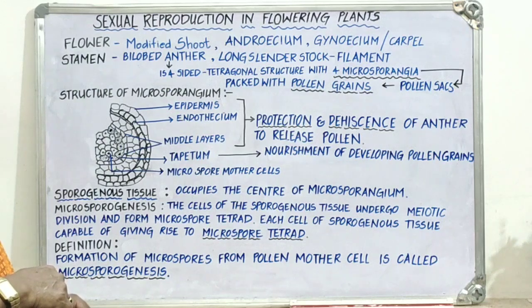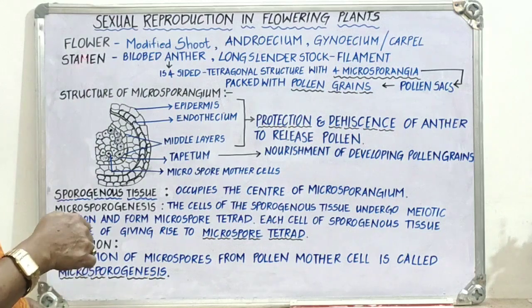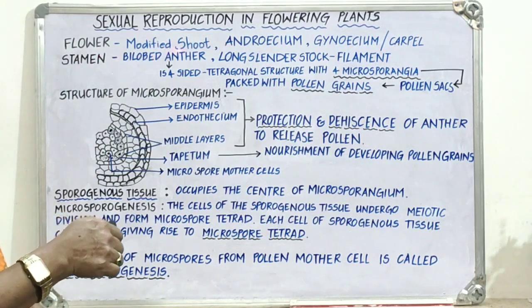So in a flower, we'll see 4 whorls. That is, petals, sepals, then carpel, stamen. These are the 4 important parts of a flower. When these 4 parts are present, we'll call it a complete flower. Now, flower means it is a modified shoot.